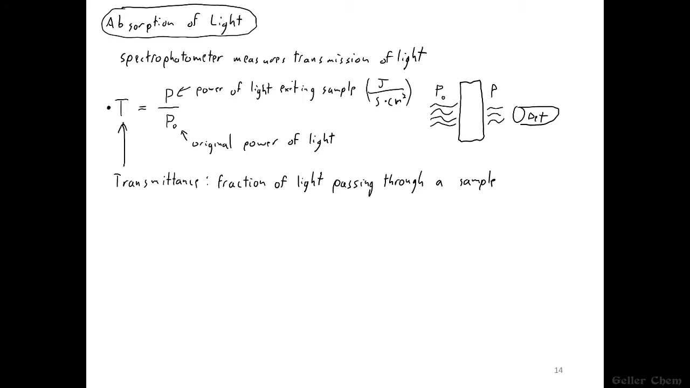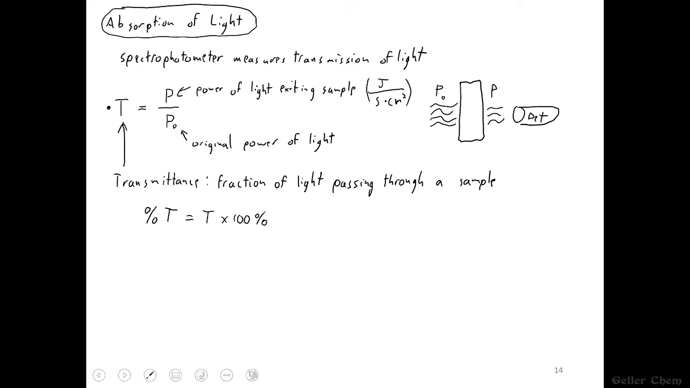And sometimes, rather than expressing this as a fraction, we'll express it as a percentage, which we just call percent transmittance, and it's literally just taking that fraction and multiplying by 100%. But these are technically not the same thing. Make sure you understand the difference between those two terms, transmittance versus percent transmittance.